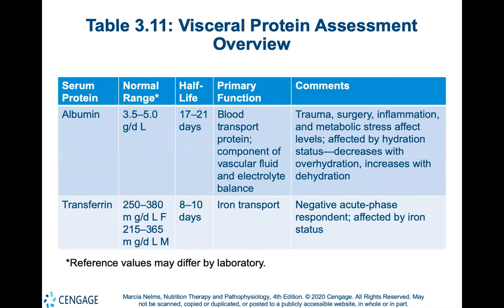Albumin, a blood transport protein and component of vascular fluid and electrolyte balance, can be measured, as can transferrin, an iron transport protein. Remember, reference values may differ by laboratories.